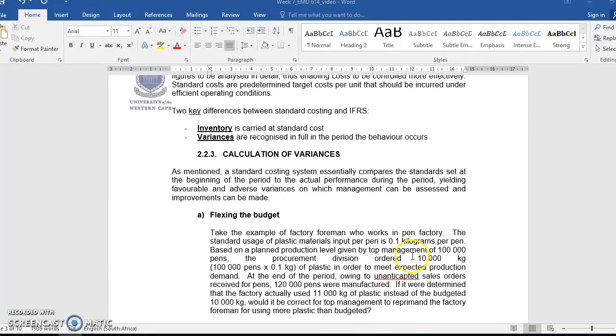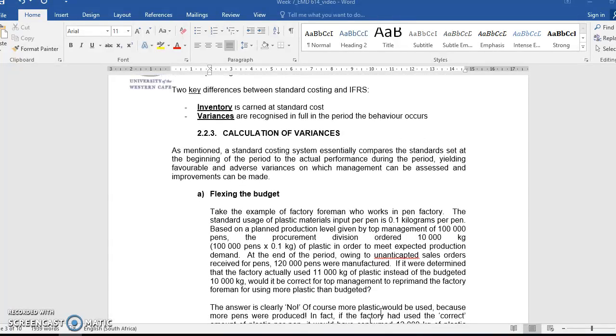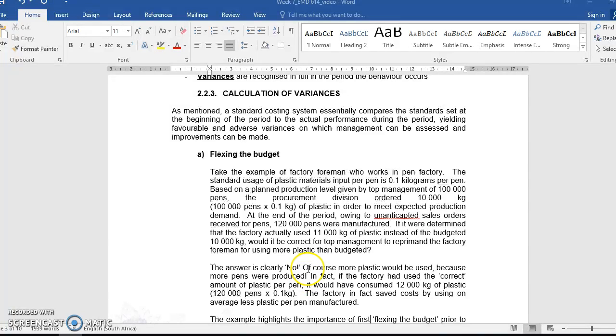First things first, there was a budget of 10,000 kilograms based on 100,000 pens. So clearly, if there's sales demand for 120,000 pens, we are inevitably going to have to use more kilograms of plastic. And that's really why flex budgeting is important. Clearly it's not the foreman's responsibility at face value if he ends up using more kilograms of plastic because there were more sales than expected. So the answer is clearly no to whether we should reprimand the factory foreman.